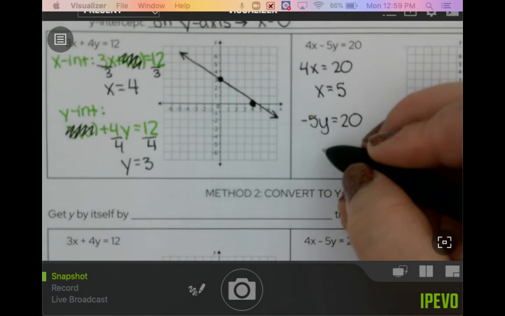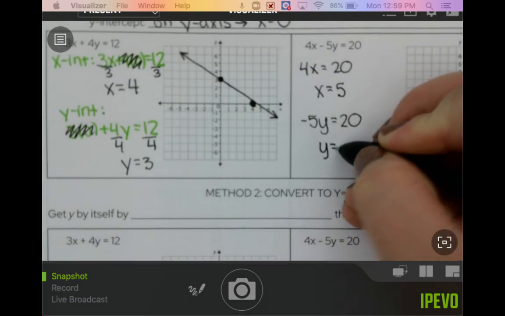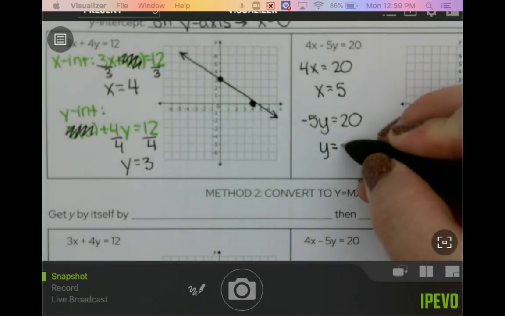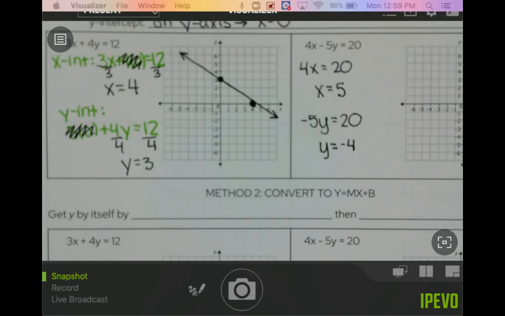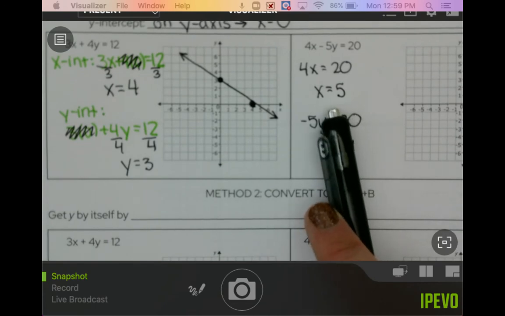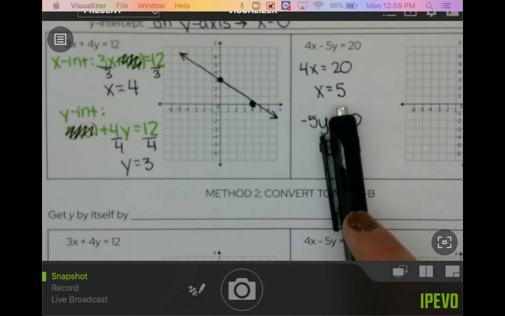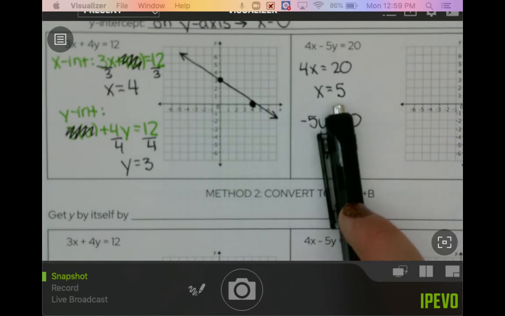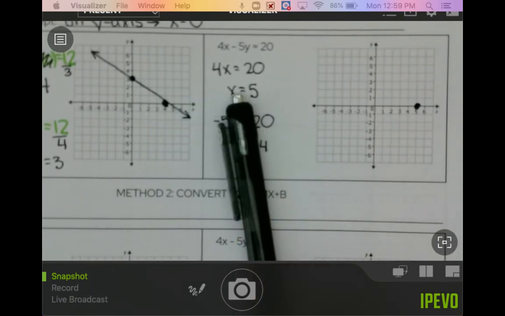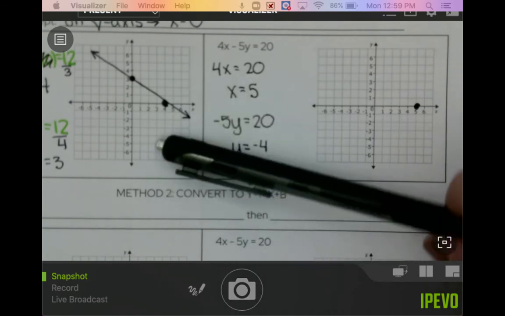And then you're going to divide by -5, or you can ask yourself, -5 times what is 20? Why wouldn't it be -4? It's -5. Wait, why wouldn't it be negative? Because there's no negatives up here. Which 5 are we talking about? Oh no, that's a different 5. Hang on.